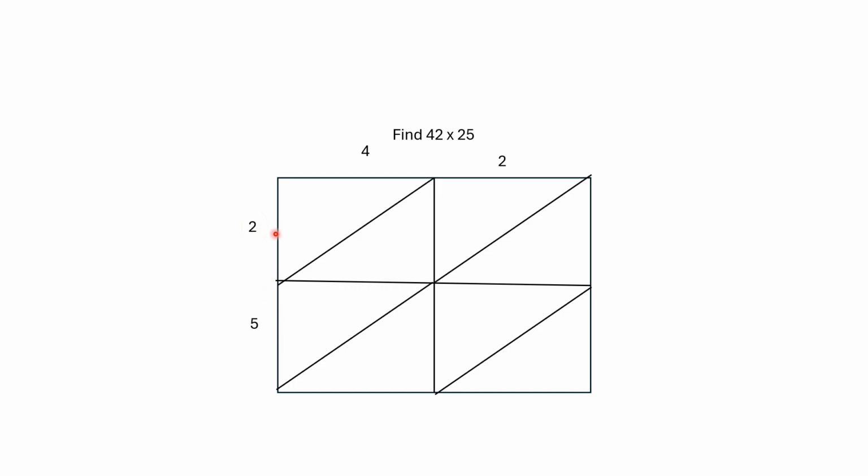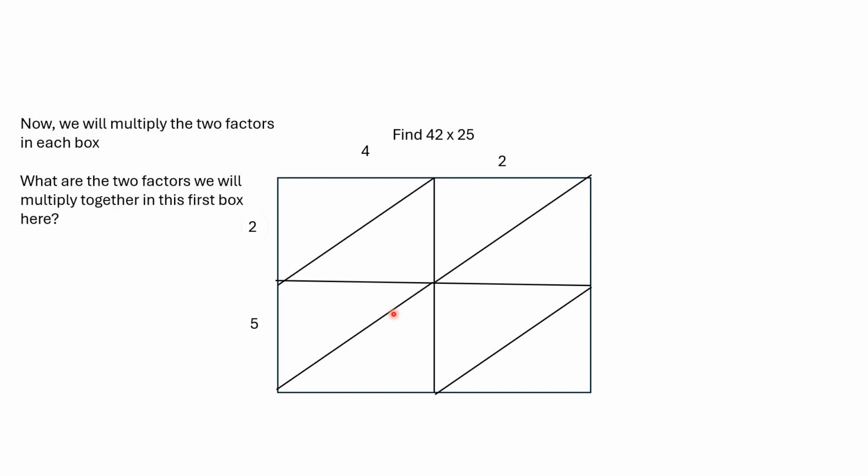The next step is to multiply the two factors in each box. Let's focus on this first box here, in the yellow. What are the two factors we will be multiplying here? The 2 and the 4. Yes, 2 times 4 is 8. So how does that setup look inside of our first box?